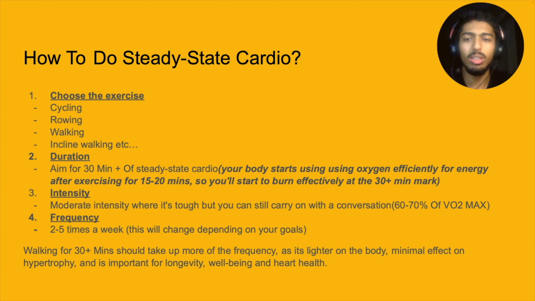Now, the frequency is, you can have a range from 2 to 5 times a week. It is recommended to have at least 150 to 300 minutes of cardio per week for your heart health. And that's around 2 hours, 2 and a half hours at minimum to do cardio every single week. I would suggest doing lots of walking to take up more of that frequency. It's light on the body, has minimal effect on hypertrophy, and it's very important for longevity, well-being and heart health.